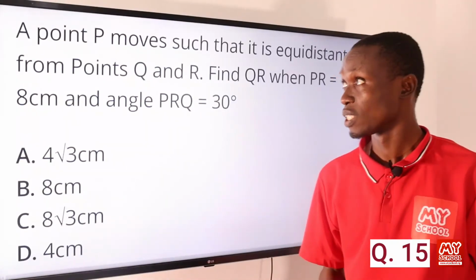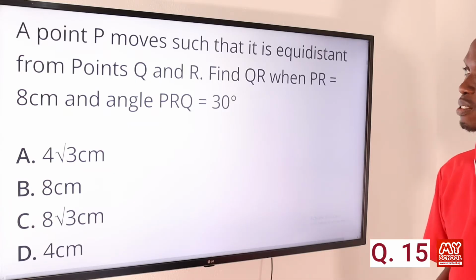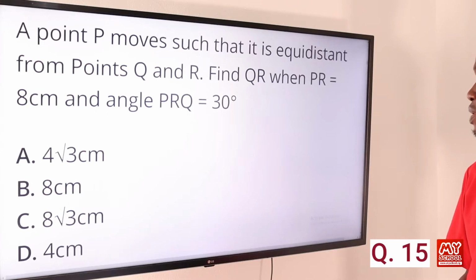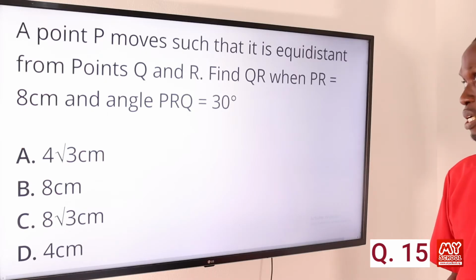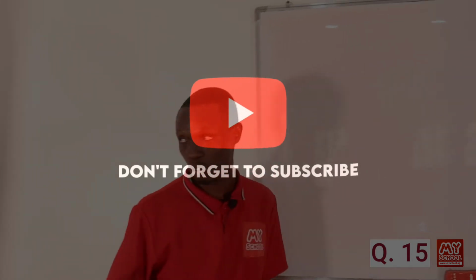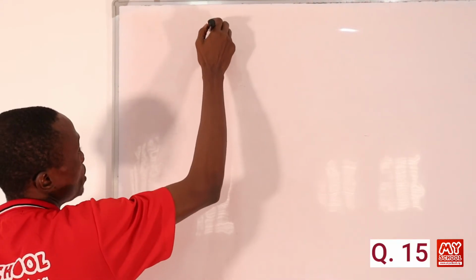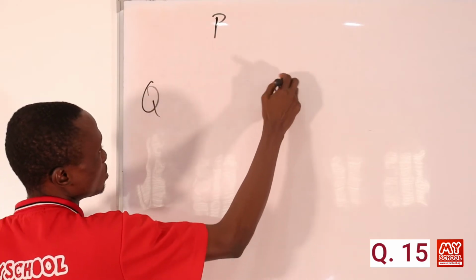Question 15. A point P moves such that it is equidistant from points Q and R. Find QR when PR is equal to 8 centimeter and angle PRQ is equal to 30 degrees. So let's move to the board to solve this question. I think to solve this question, it is important for us to sketch the diagram. So let's say this is the point P. So let's say this is Q and this is R.